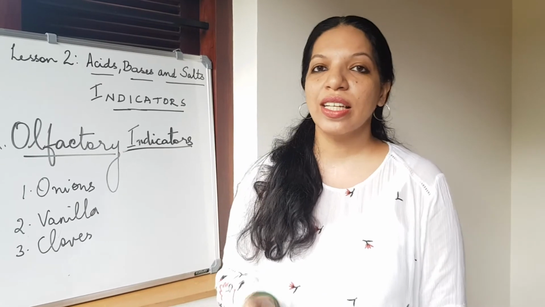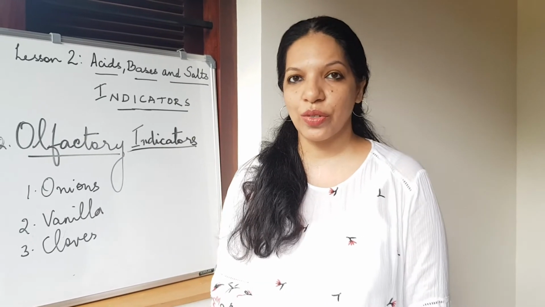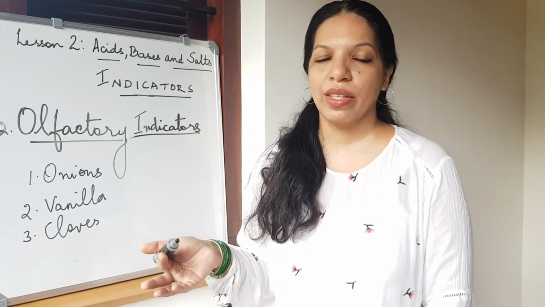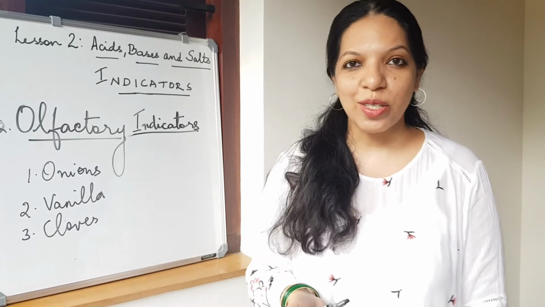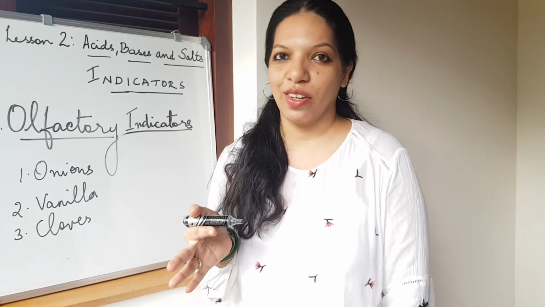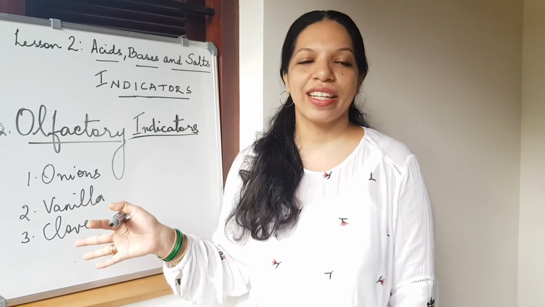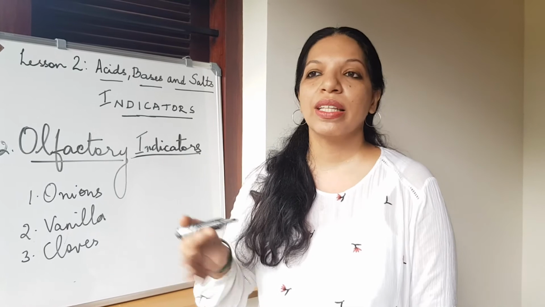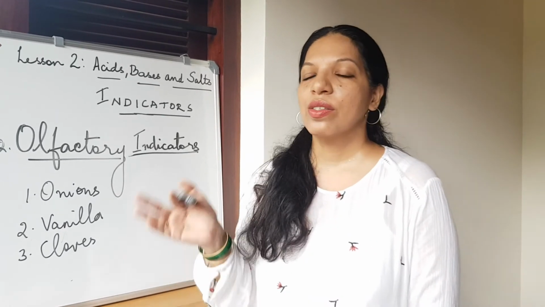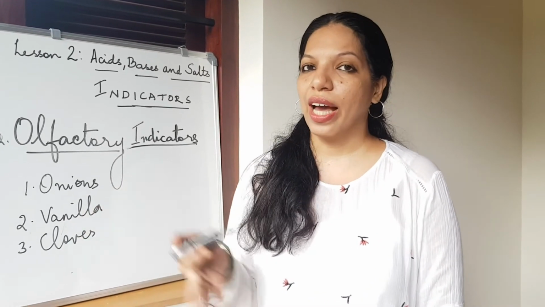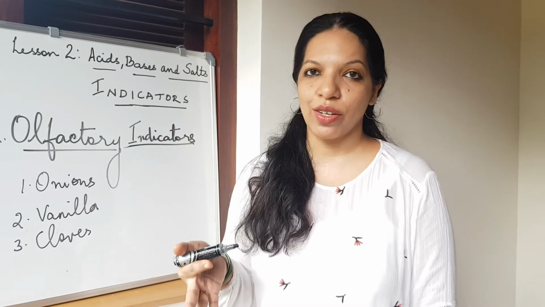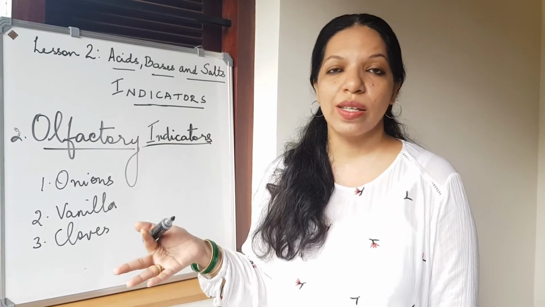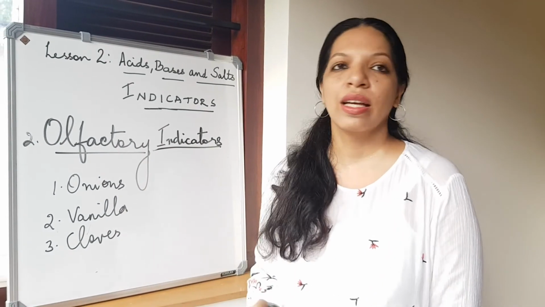The smell of onion remains the same in an acid solution or in an acidic medium, but the smell is lost in a basic medium. So if you don't like onion smell, just add some base to it and the smell is gone. Same with vanilla and clove. They have the same smell in acidic medium, but the smell is lost in basic medium. So if you don't like the smell of clove or vanilla, you have to add a base, then the smell is lost. So in acidic medium, they retain their smell. In basic medium, they lose the smell. Examples are onion, vanilla and cloves.